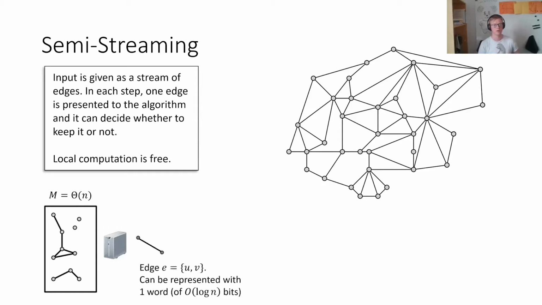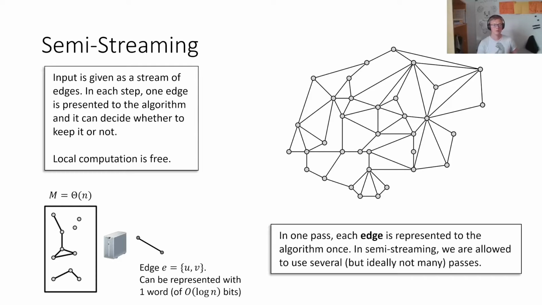Just one word about the representation of the graph. Each edge can be represented with the IDs of its endpoints. And here the identifier of a node takes roughly log n bits, and we think of this as one word. And why is this important? Well, just because now the memory that is linear in the number of nodes actually means n log n bits.